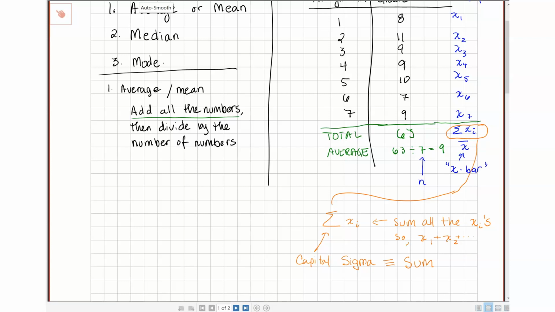Now we can write down a formal formula for what the average or mean is. The mean is equal to the value you get if you sum up all the numbers in the data set and then divide by the number of numbers. You'll often also see this written as 1 over n times the sum of the xi's. So that's the formula for mean.